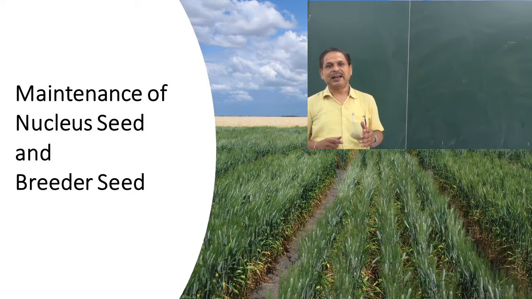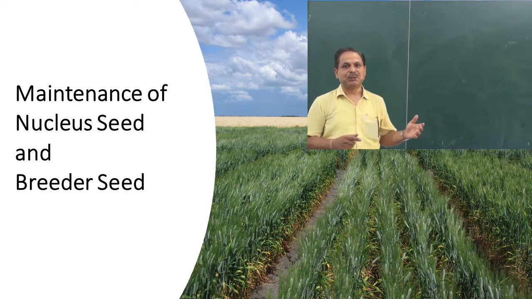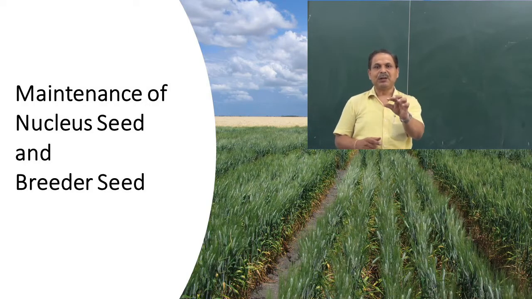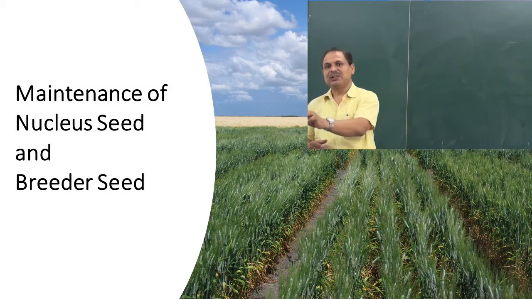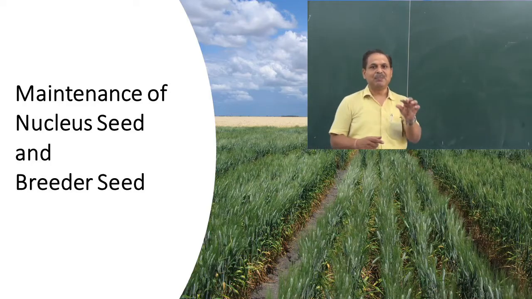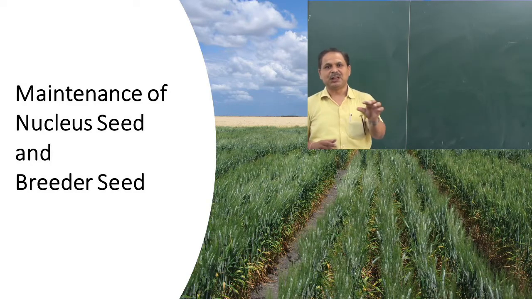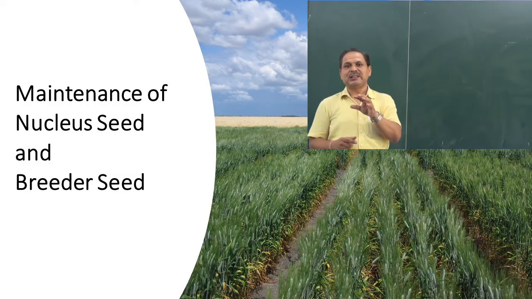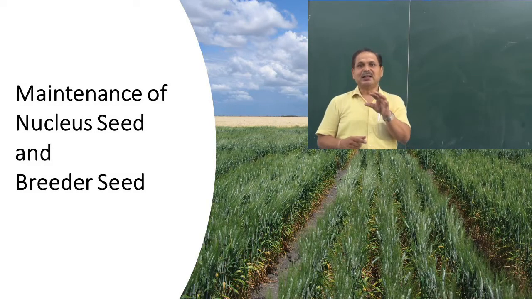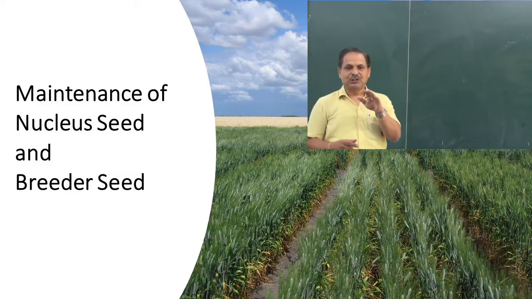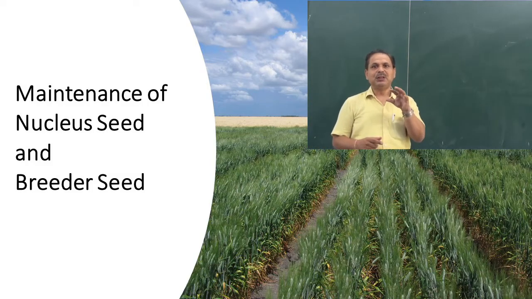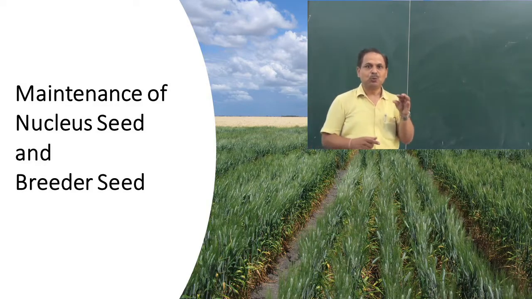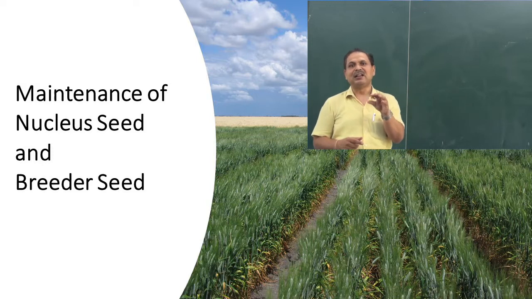We know very well the generation system of seed multiplication: nucleus seed is multiplied to breeder seed, then foundation seed, then certified seed. The ultimate result is the certified seed, which is used by the farmers. So the genetic purity is essentially maintained in certified seeds. For this, we must maintain the nucleus and breeder seeds true to type and genetically 100% pure.